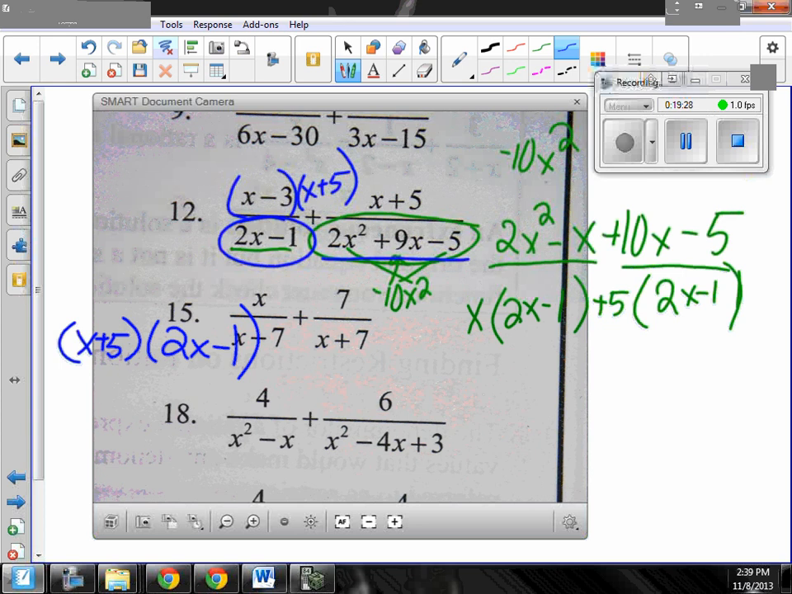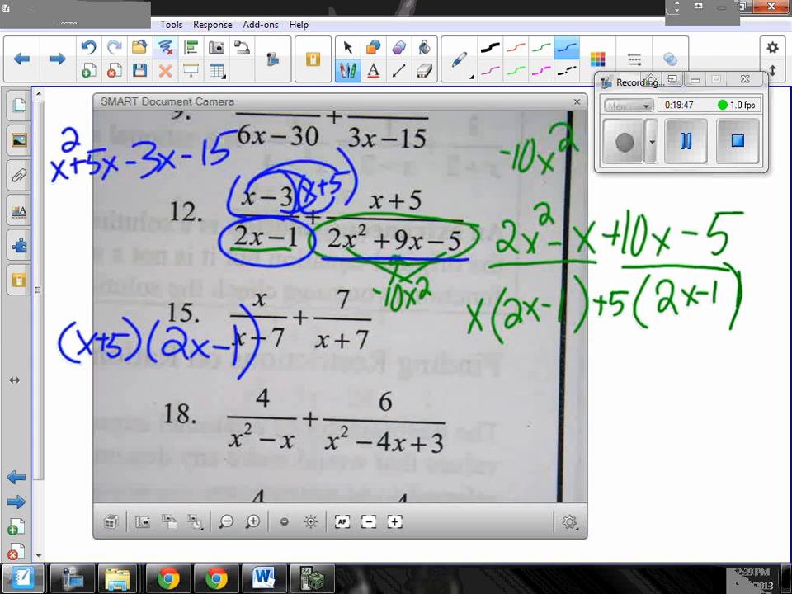Okay, here's where it gets a little bit harder. I need to distribute this. So, x squared plus 5x minus 3x minus 15, and then I have to add that to the other side, so I might as well just put the x plus 5 right next to that. Everybody caught up so far?